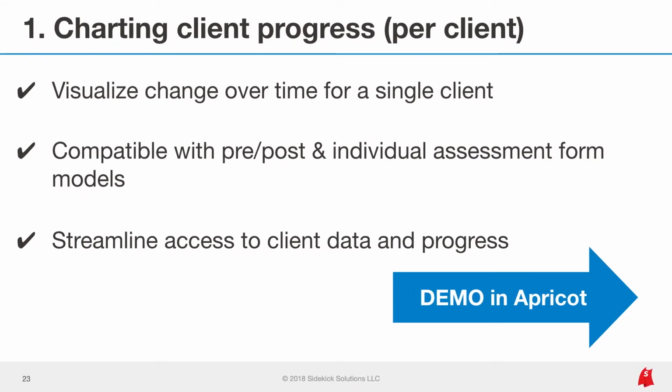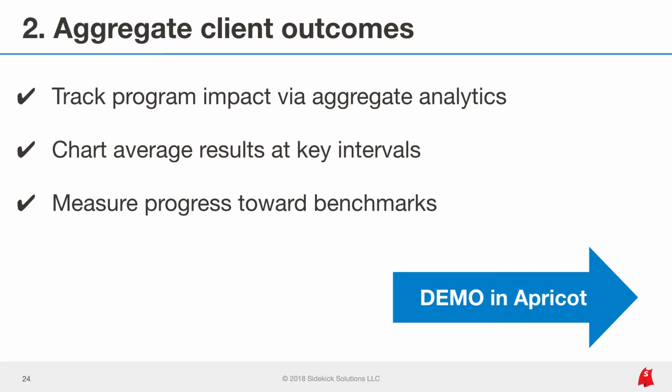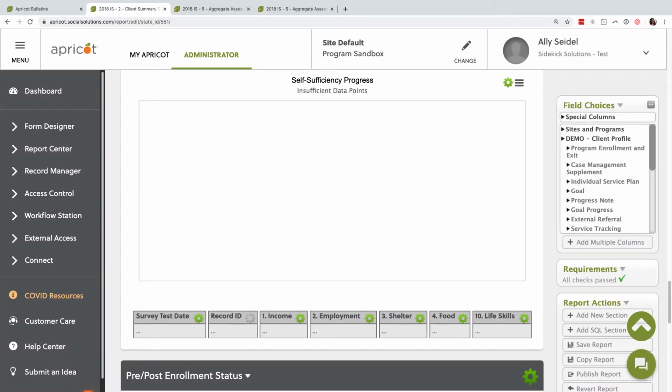Okay, so next, let's take a look at the Aggregate Client Outcomes report. What can we do to look at aggregate client outcomes? This type of reporting is going to allow you to track program impact, looking at aggregate analytics, so all of your clients or a slice of your clients all in one go. You can chart average results at different intervals, by date or a predefined interval like 3 months or 6 months follow-up. And it's going to allow you to measure progress towards specific benchmarks. We have a demo for this one as well. Let me pull that up.